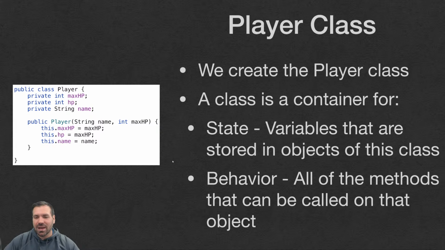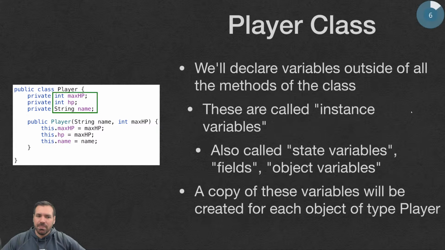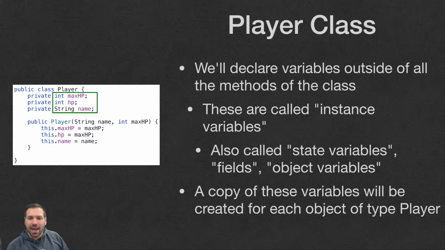A lot of words, a lot of kind of new words too. So let's break this down. Let's start going through it. So we have a class named Player, so we are defining a type named Player, or a class named Player, that's going to be used to create objects of type Player. And we have 3 variables defined in the Player class. What this means is any object of type Player is going to have copies of these 3 variables.